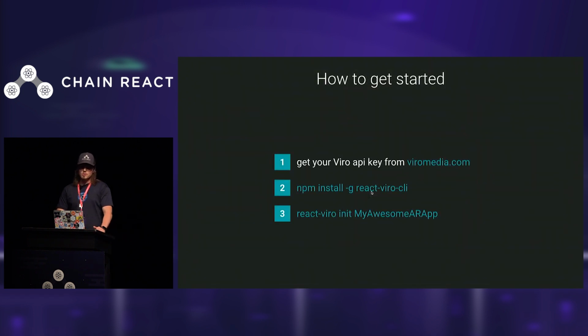To get started with this, you simply go to the website, you install React Viro CLI. On the website, you get the API key, and you init your app.